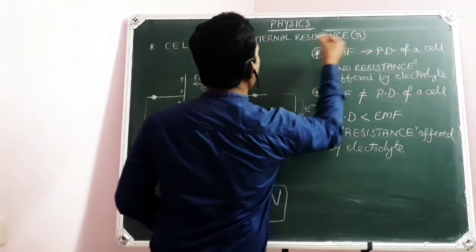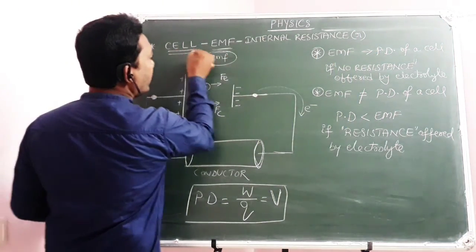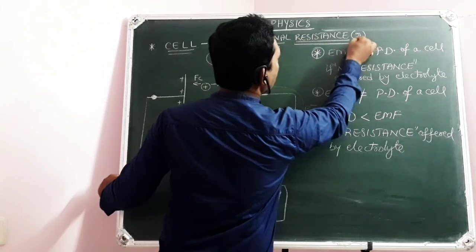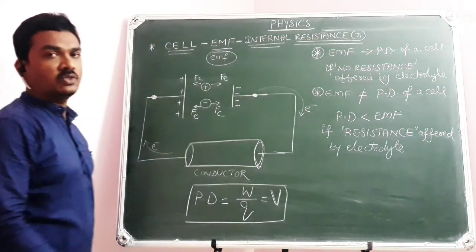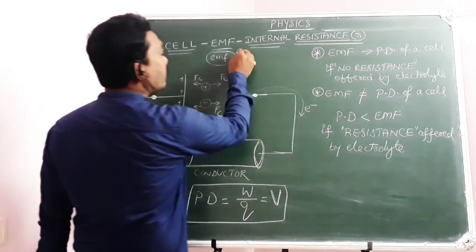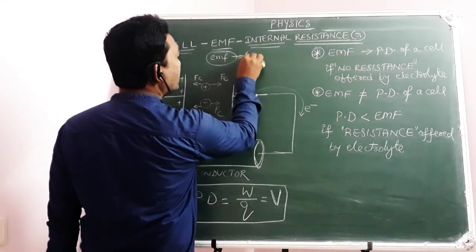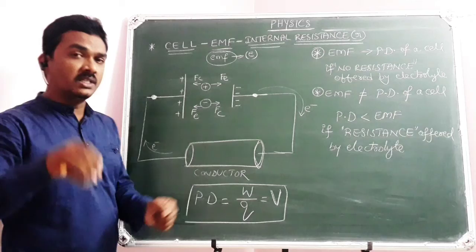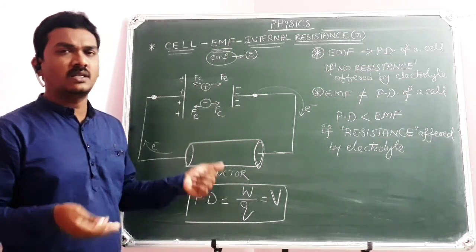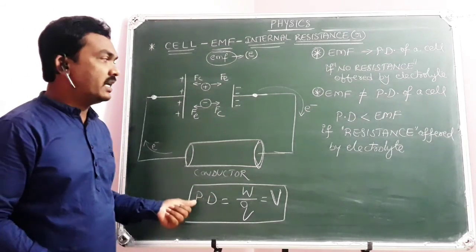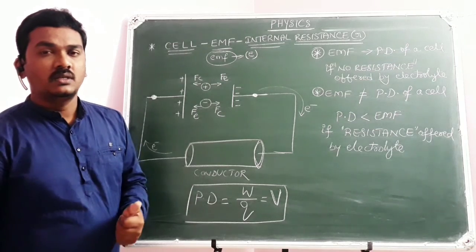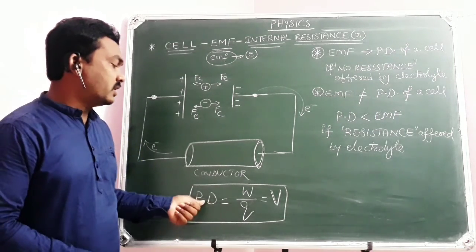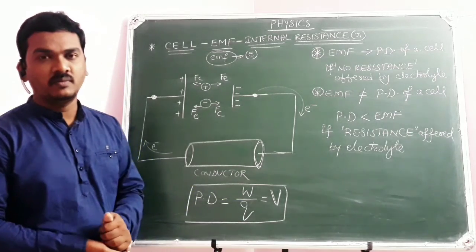Which is represented by small r. Usually resistance of a conductor is represented by capital R, but internal resistance of a cell is represented by small r. And EMF will be represented by the letter capital E. Don't ask me, sir, capital E is field intensity. Yes, in electrostatics it represents field intensity, but in current electricity it represents EMF, electromotive force. Potential difference or voltage will be represented by V.